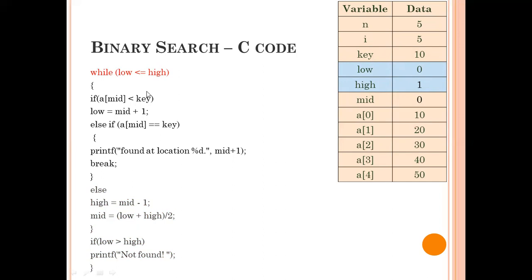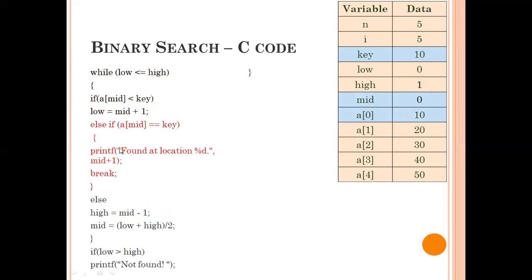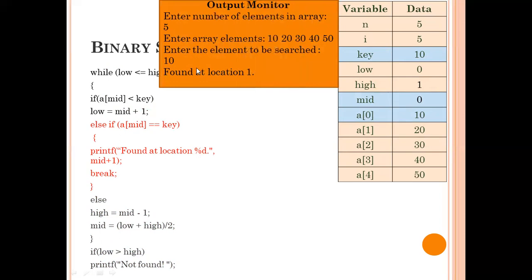Low is less than or equal to high, and the element that we are going to search for is 10. The middle element is at index 0, so a[0] contains 10. So it matches. Here it matches, so we print that the element is found, at mid plus 1, that is, in the first position. So you return the statement "The element is found at location 1".